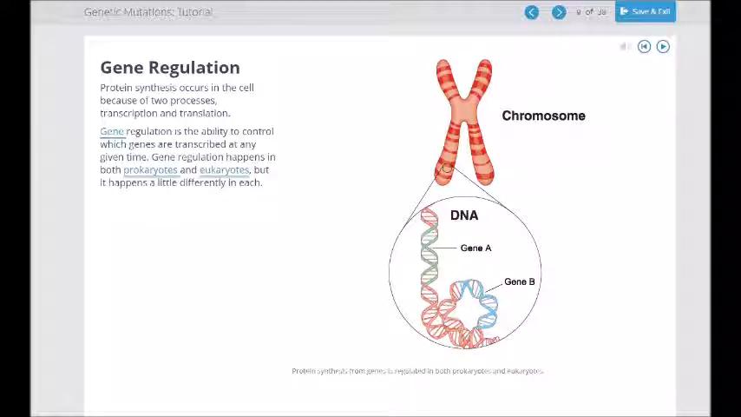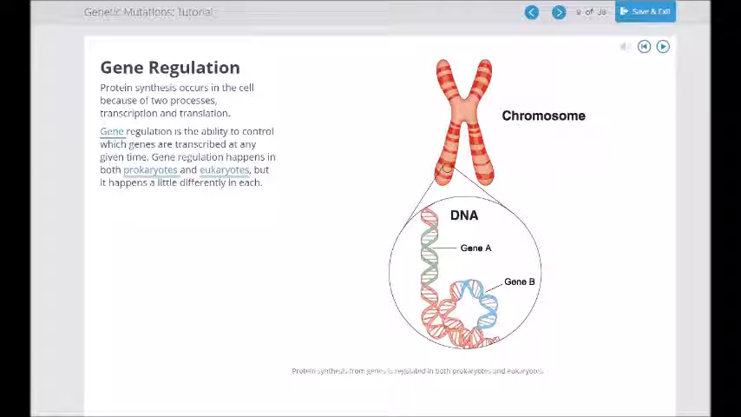Gene regulation is the ability to control which one of these genes at any particular time are transcribed and then turned into proteins. It happens differently in prokaryotes and eukaryotes. Prokaryotes are the bacteria, eukaryotes are literally everything else from fungus all the way up to humans.